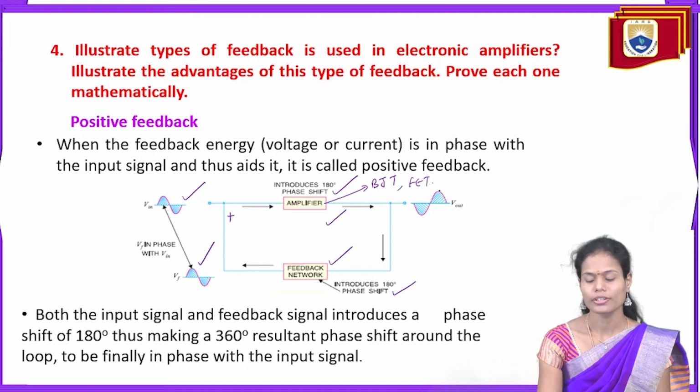And to design the amplifier, we can utilize either a BJT or a field effect transistor here, and it will introduce the 180 degrees phase shift. Suppose we take it as the common emitter configuration. Each and every step we have to explain in detail as it is a long question.